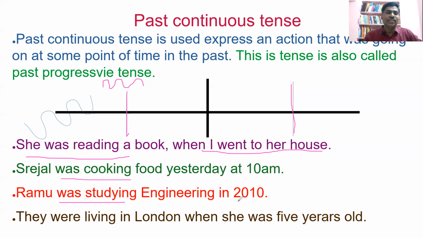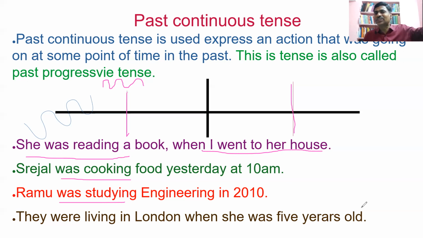So like this. They were living in London when she was 5 years old. When this girl was 5 years old, they were living in London. So like that. వారు నివసిస్తూ ఉండిరి. So this is used past tense ఏమో వారు ఉన్నారు అక్కడ, వారు నివసిస్తూ ఉండిరి. ఇట్ వాస్ గోయింగ్ ఆన్. ఒక he was cutting a tree, అతను చెట్టు కొడుతూ ఉండేను.